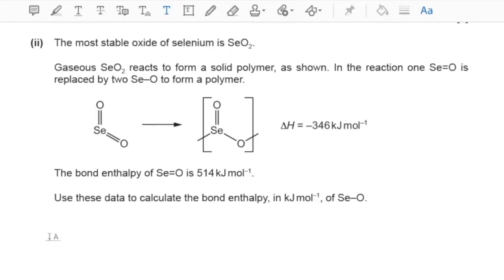So I'll be writing positive 514. It is positive because bond breaking is positive, and I'll put in negative 2x since bond formation is negative and there are two SeO single bonds forming. So 2x, where x is the value of the bond enthalpy of SeO single bond, which is unknown to us, and the total enthalpy change is minus 346. So x has got a value of 430 kilojoules per mole.